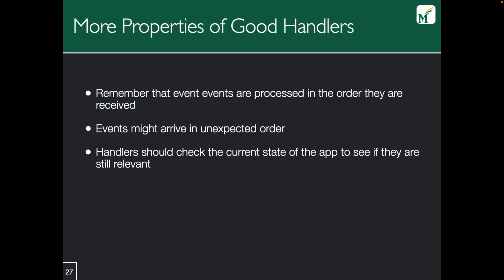A few other important properties of writing good event handlers for asynchronous code. Remember, the events are going to be processed in the order they're received, and events could arrive in an unexpected order, depending upon where things are in the processing of your code versus how many events have finished or returned. So one thing you want to do with your event handlers is check the current state of the app to make sure that the current state is more or less what they would expect, before they go and make that asynchronous call or process data accordingly.